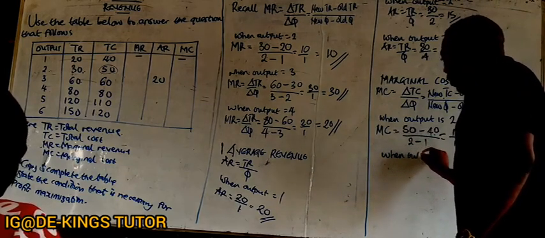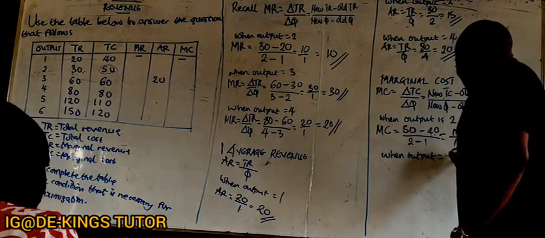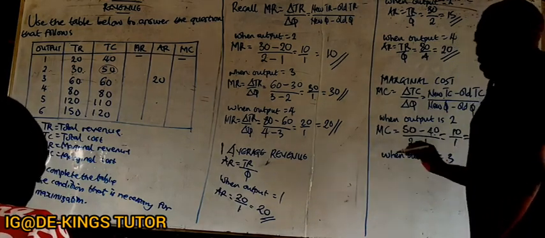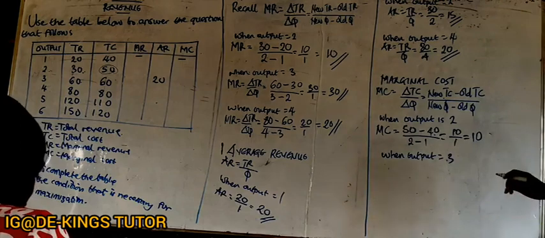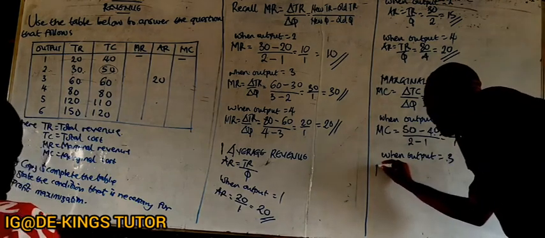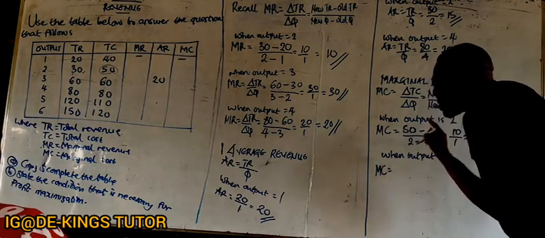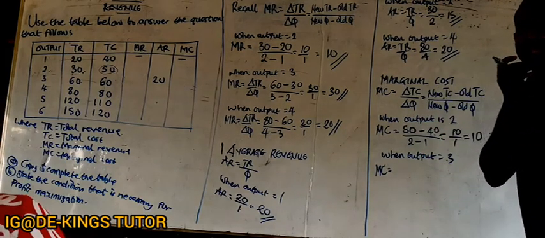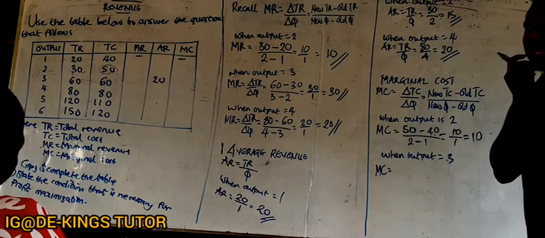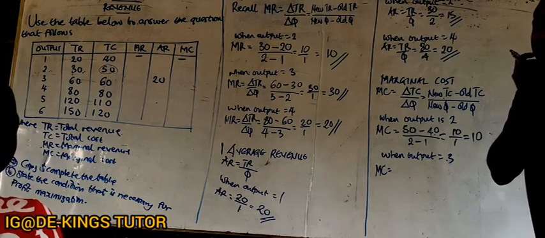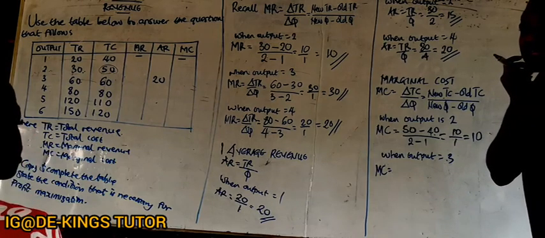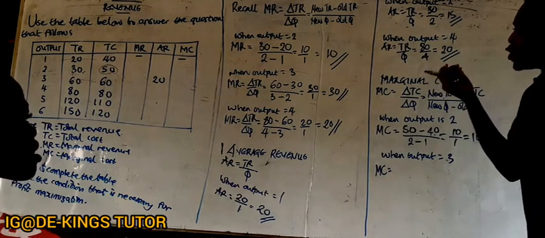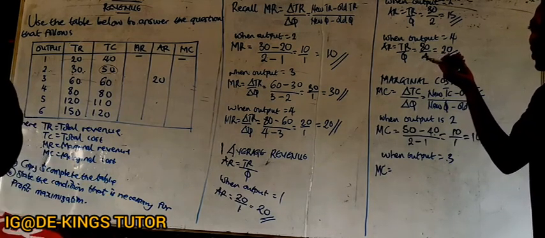The second one, when output equals 3. Have it? Okay. So what would be my marginal cost? What's the new total cost? 60. How do we get 60? The output is 3, so the new total cost when the output is 3 is what?